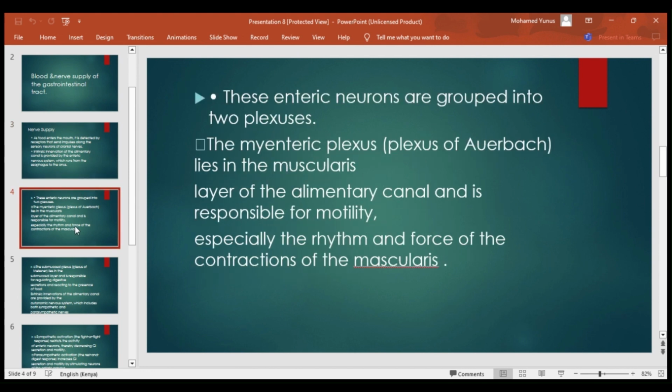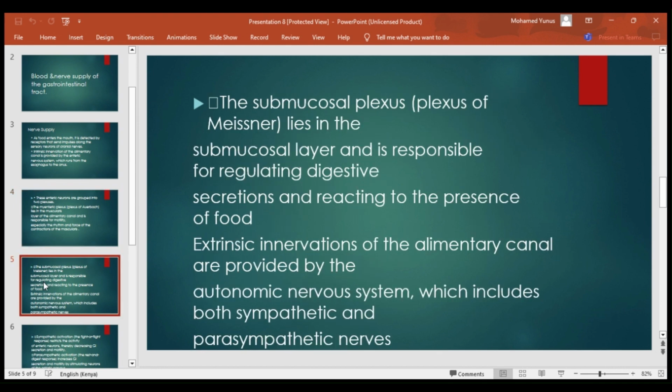We find that the Auerbach plexus is also known as the myenteric plexus, and it's found in the layers of the alimentary canal and is responsible for the motility of the food, especially the rhythm that forces the contraction of the muscularis. This is the muscle layer of the alimentary canal.